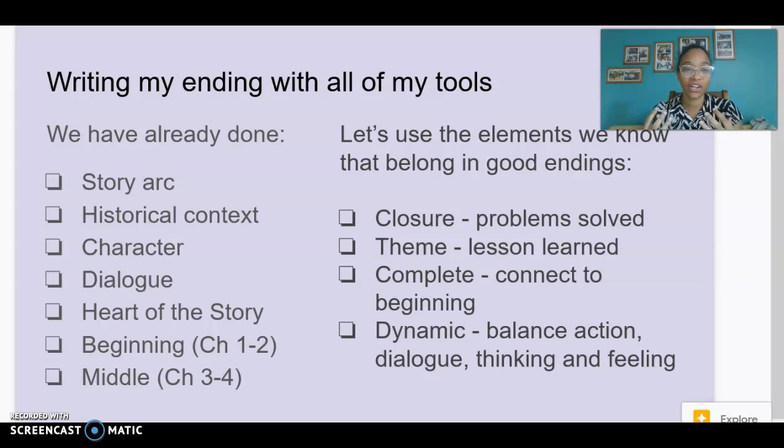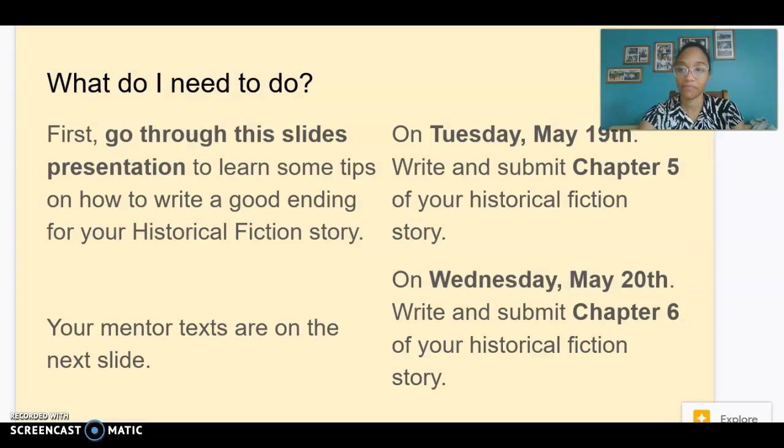We don't just want to hear, and then he felt, and then she felt, and then he felt, and then she felt, right? And we don't want to hear, and then she said, and then he said, or and then they did, and then they did. We want some differences in there, some variety to keep the story interesting.